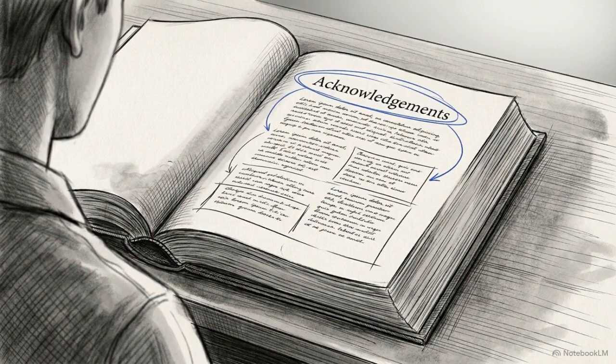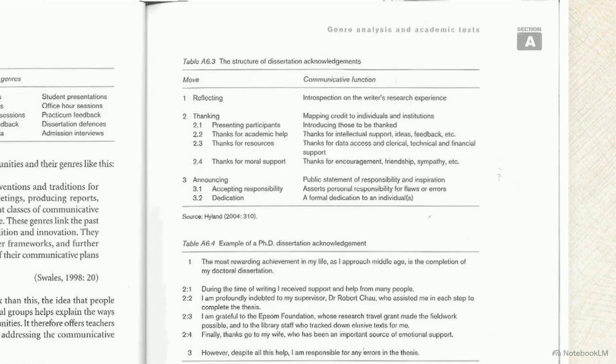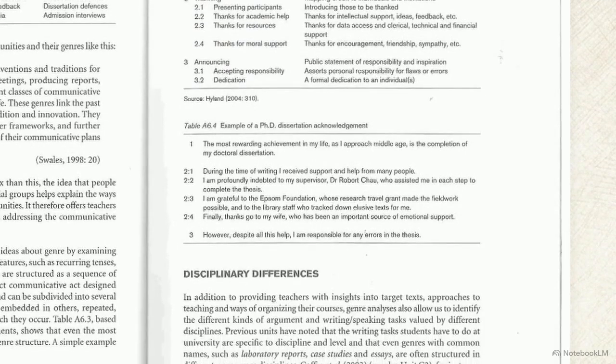We can test this theory by looking at what seems like the most personal, unstructured piece of academic writing, the dissertation acknowledgement. This table shows the structural moves derived from 240 dissertation acknowledgements. Texts almost always begin with move 1, reflecting. They typically conclude with move 3, announcing. The center is move 2, thanking, systematically structured from academic help to moral support. Below, we see how an actual text maps onto this blueprint.